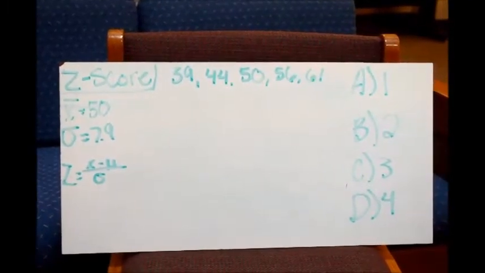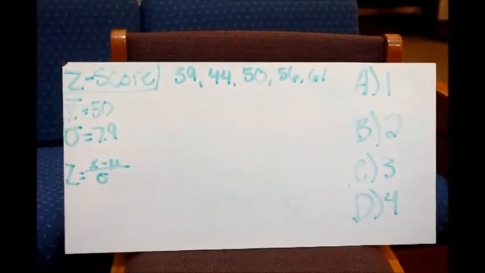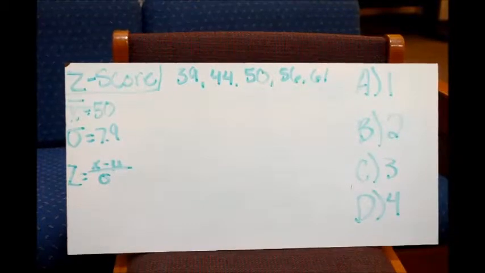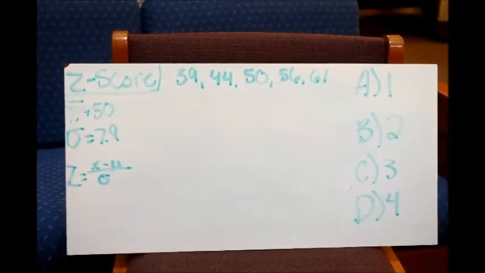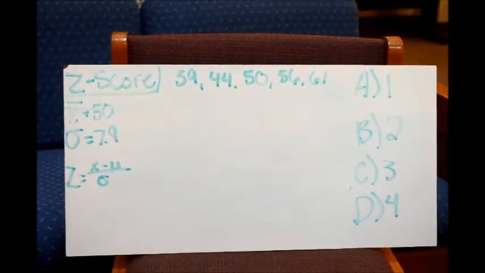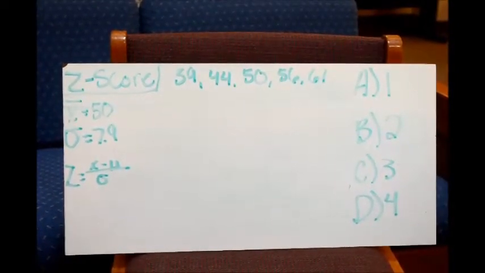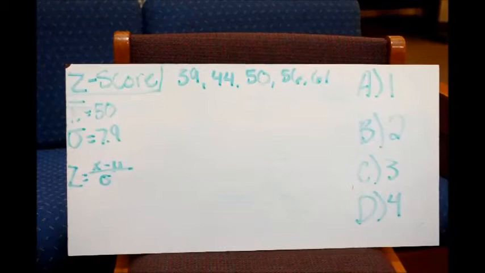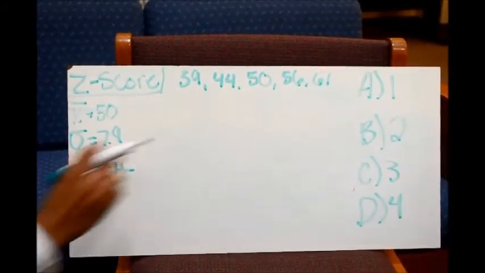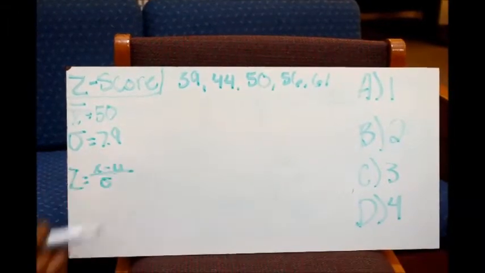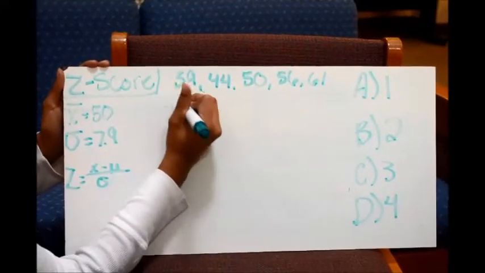Let's do a multiple choice question like what you might see on the SOL. We will use the same data set as before. How many z-scores from this data set have a value of 0.3 or greater? We already know that the mean is 50 and the standard deviation is 7.9, so simply plug each data sample into the equation. 39 minus 50 divided by 7.9 yields negative 1.39.